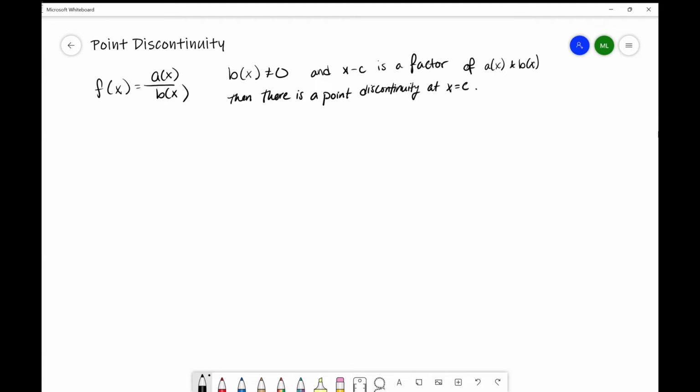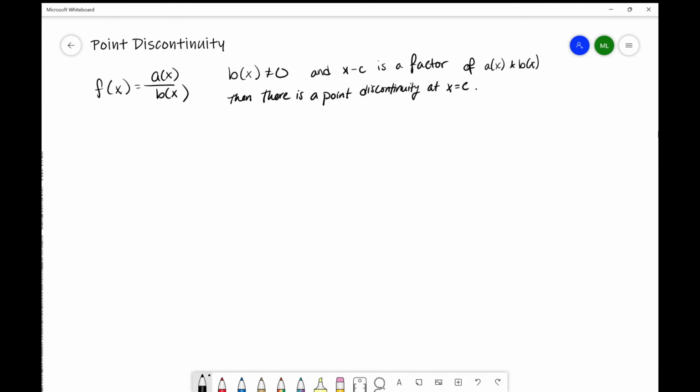Okay, hi everyone. So let's talk about point discontinuity today, and it actually expands upon rational functions, because I have f of x equals a of x over b of x, where let's look at our conditions. b of x cannot equal 0, and x minus c is a factor of a of x and b of x, so it's a factor of both the polynomials a of x and b of x, of our numerator and denominator. Okay, and x minus c being that this is after you factor down a of x and b of x, and then they have a common factor, which is x minus c.